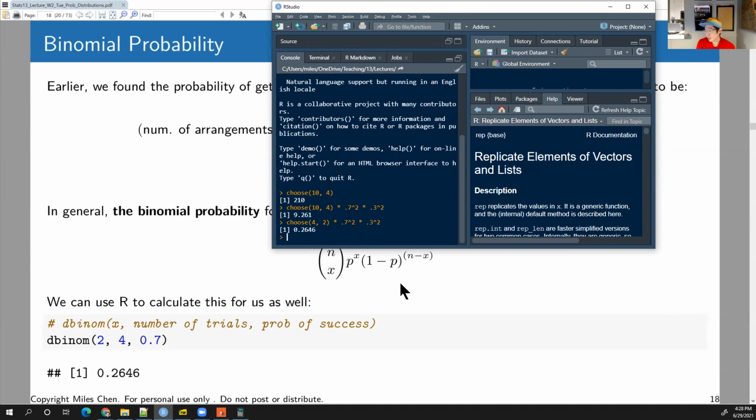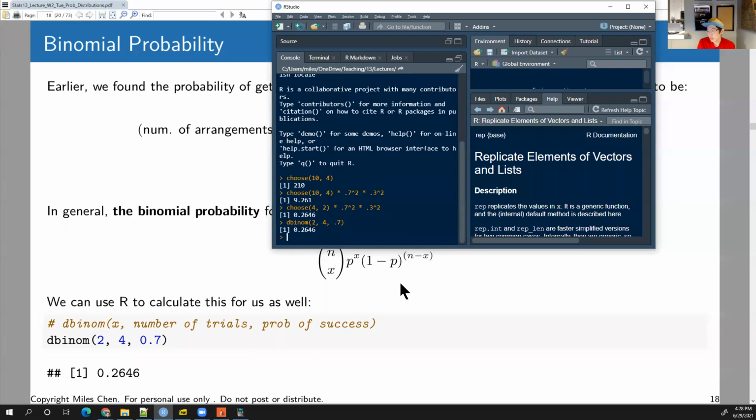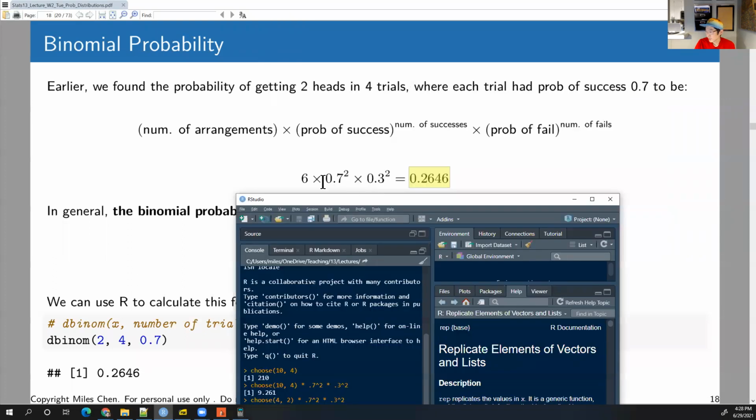Now there's already a binomial probability calculator in R, and it's dbinom, d for what's known as a density, but dbinom for this particular outcome. What we want is to get 2 as our number of successes. We have 4 trials, and the probability of a success on any one trial is 0.7. So I'm going to do 2 comma 4 comma 0.7, and that also gives me the exact same number, 0.2646.